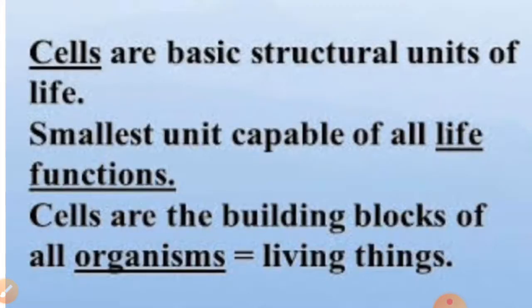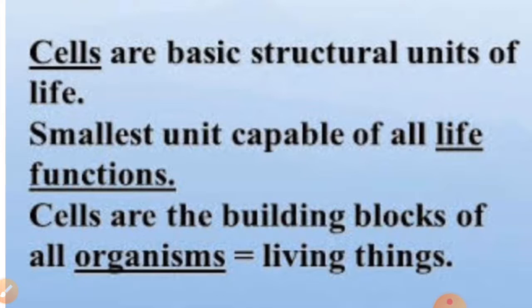So first we know about the cell. What is the cell? You can see here, the cell is the basic structural unit of life. Second, it is a small unit capable of all life functions. Third, cells are the building blocks of all organisms, meaning living things. So all living organisms are made up of very small structures, that is the cell, and the cell is the smallest unit of life.